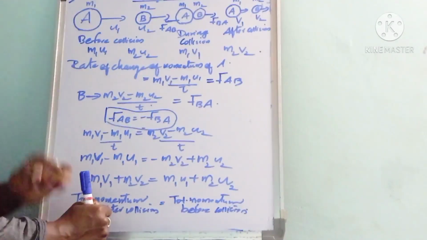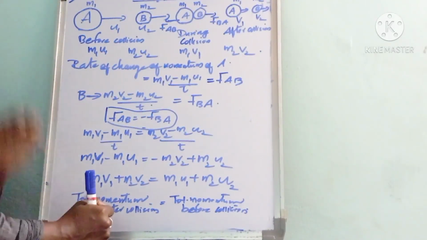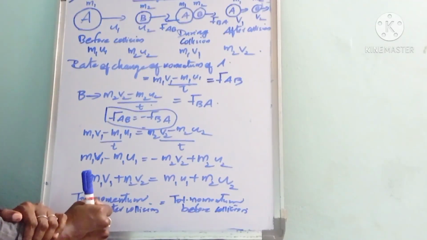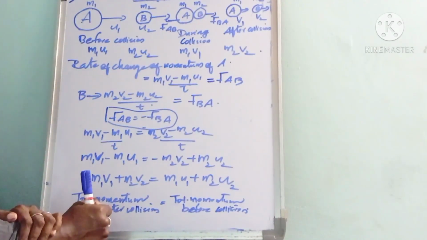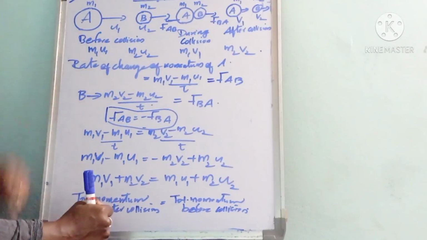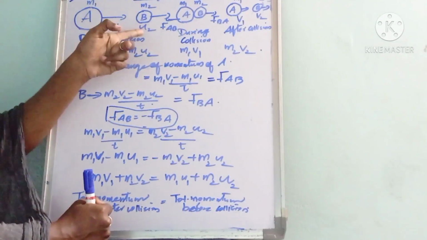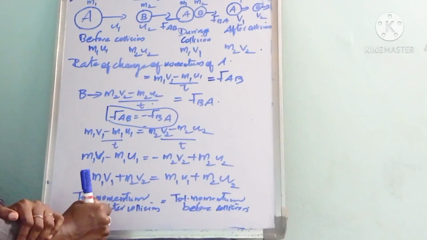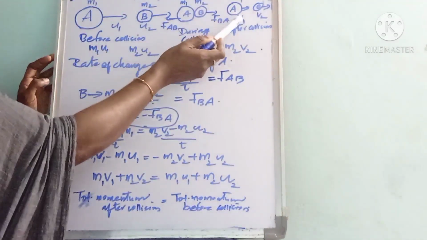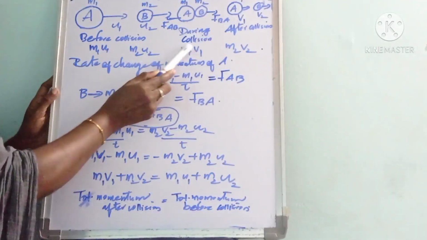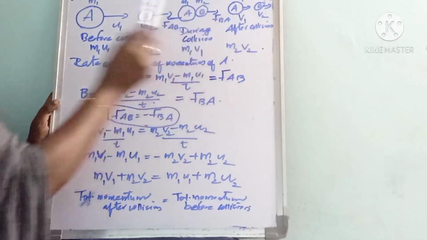Then we can write the momentum of object A before collision. You know the equation for momentum is P is equal to m into v. Here for object A, its mass is m1 and it moved with velocity u1, so its momentum is m1 u1. When we consider the object B, its mass is m2 and it moves with velocity u2, so its momentum is m2 u2. Then after collision, A moved with velocity v1, so its momentum is m1 v1. Then B moves with velocity v2, so its momentum is m2 v2.